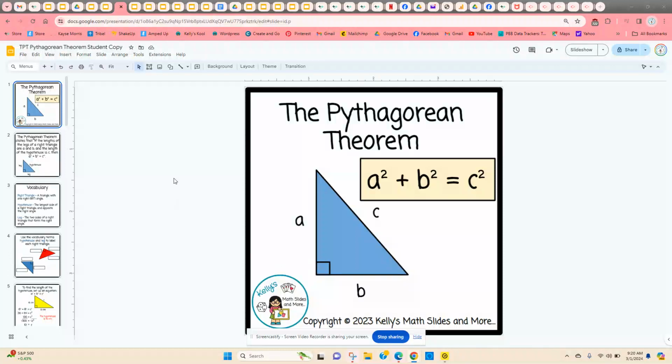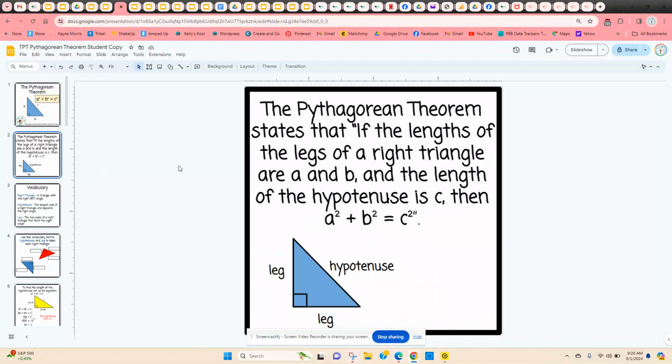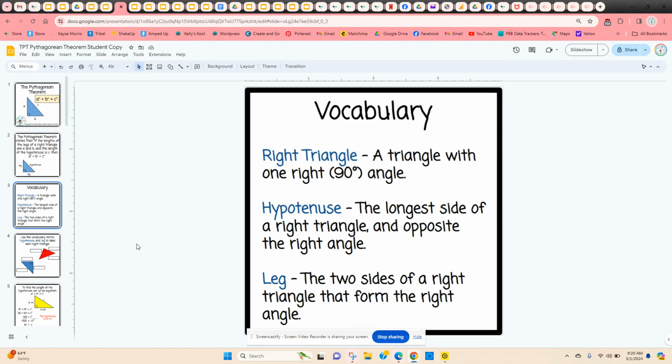The Pythagorean Theorem. This is a digital lesson. It starts out with just explaining to the students what the theorem is and gives students the formula a squared plus b squared equals c squared. So a and b are going to be the two legs of a right triangle. C would be the hypotenuse. So students are given those three vocabulary terms.